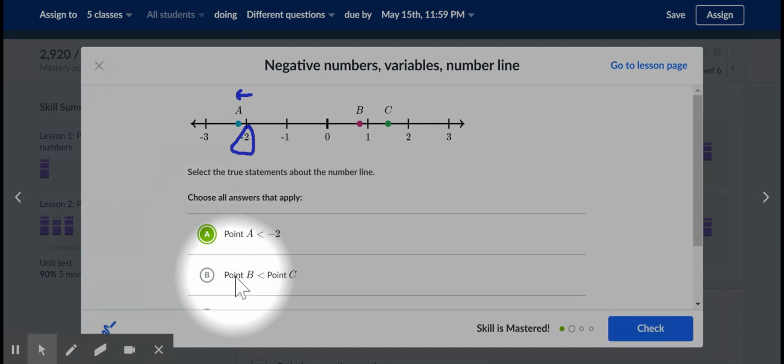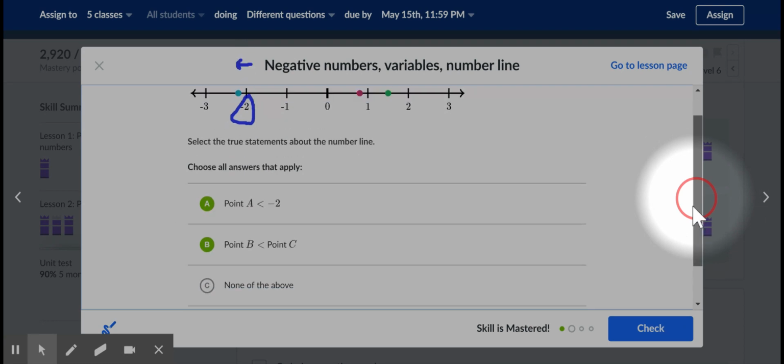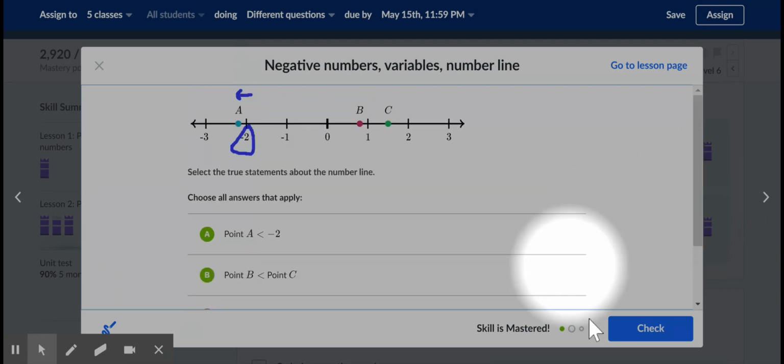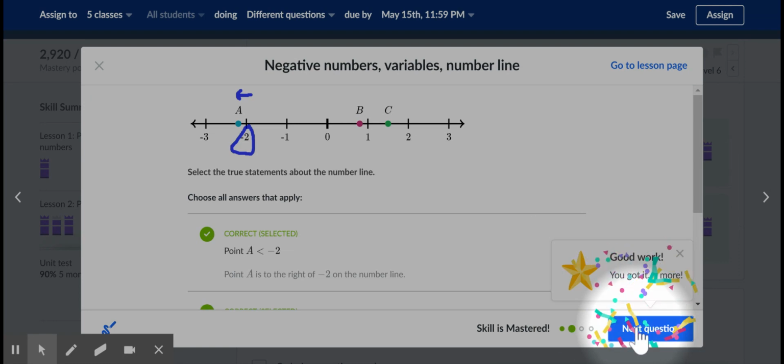Now it's saying point B is less than point C. So if we look here, we can see that B is to the left of C. So I'm going to pick B as well. And then I'm going to look. Obviously, it's not none of the above. So both of those answers are correct. All right. And I'm going to do one more.